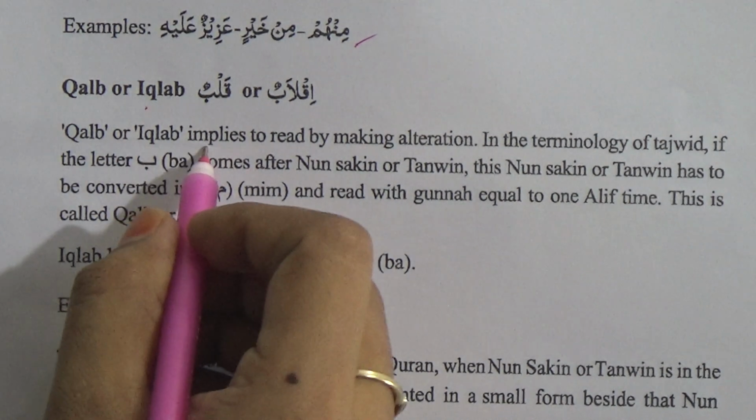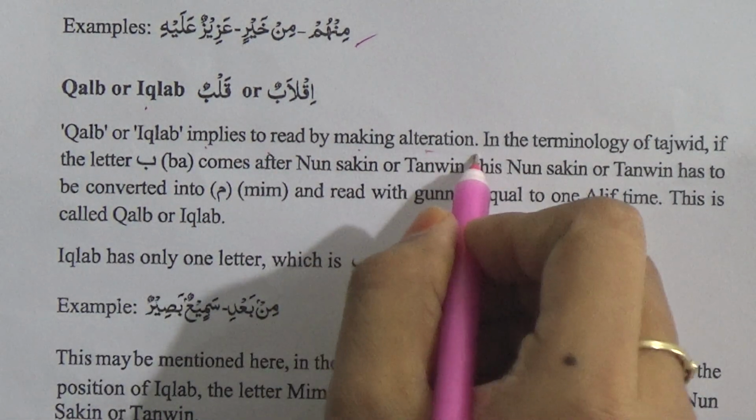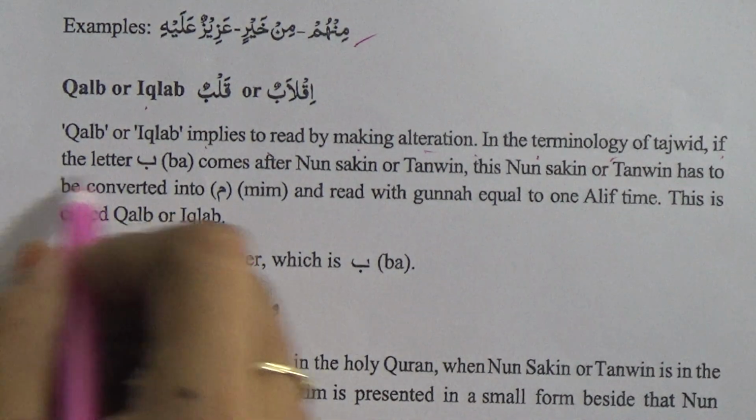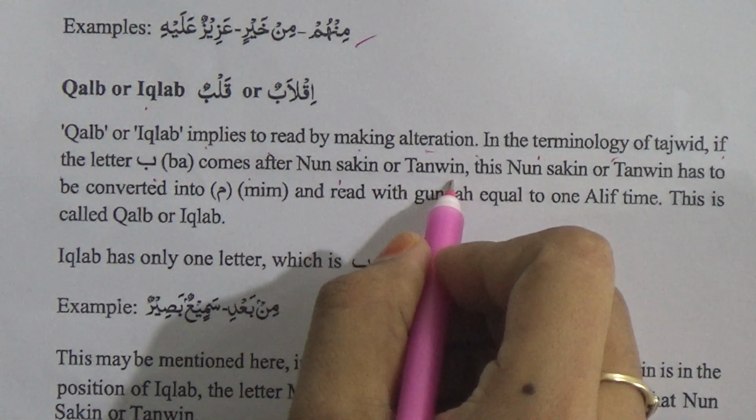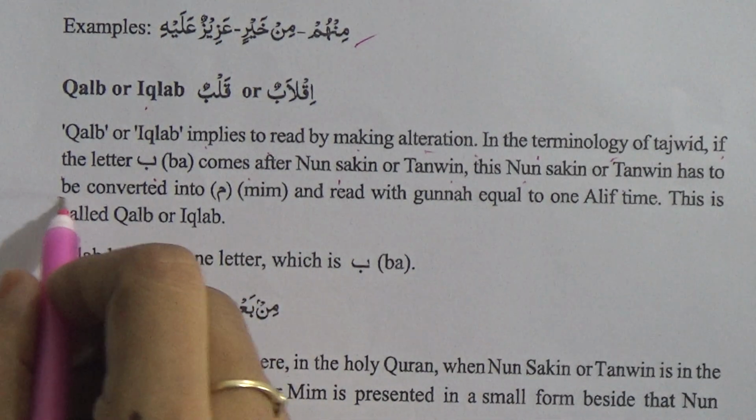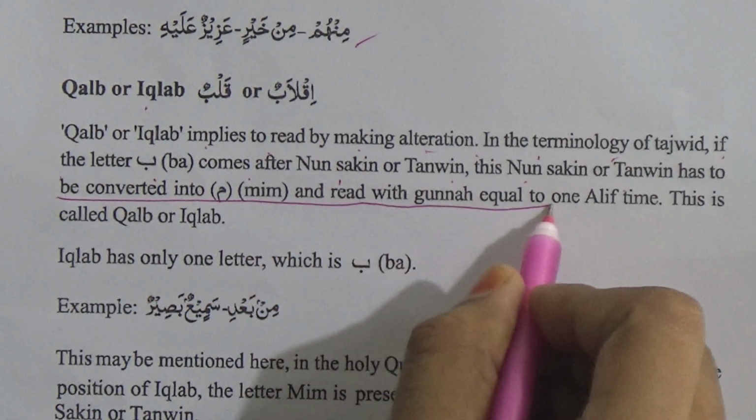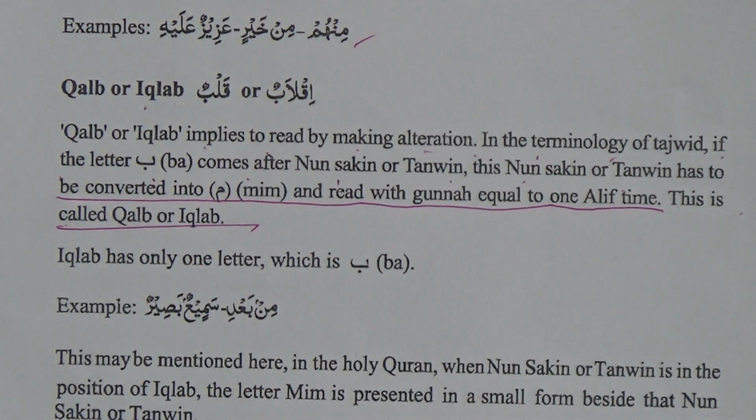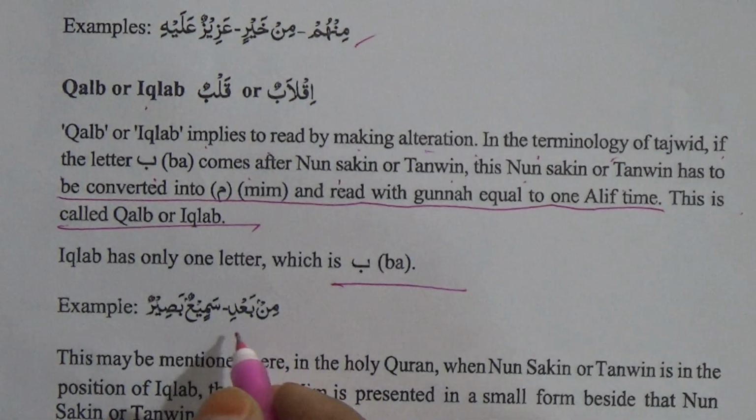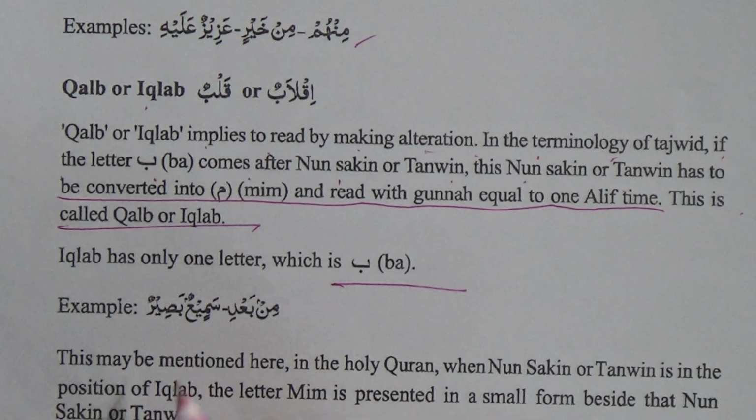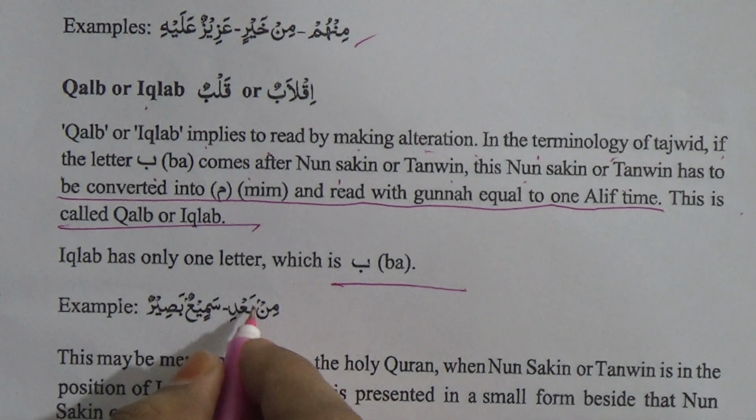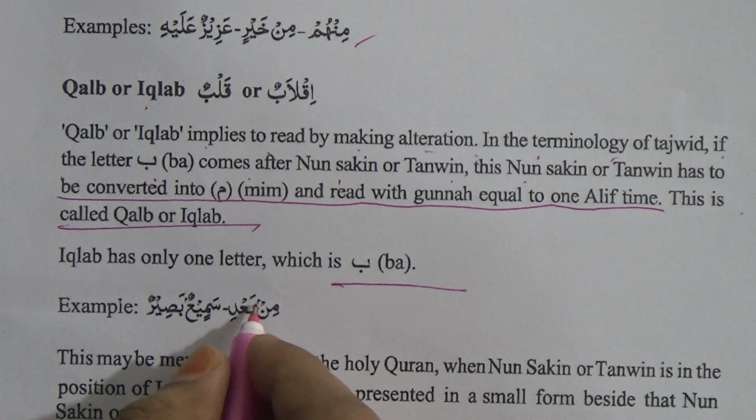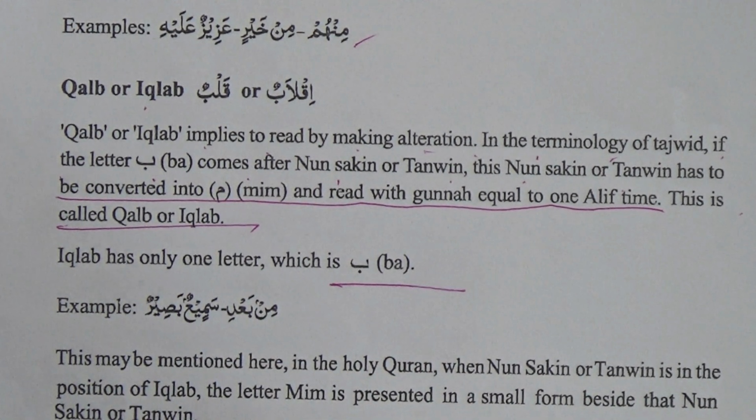Iklab implies to read by making alternation. In the terminology of tajweed, if the letter ba comes after nun sakin or tanwin, this nun sakin or tanwin has to be converted into mim and read with gunna equal to one alif time. This is called iklab or qalob. Okay, iklab has only one letter. How many letters? Only one letter. Examples: mim ba'di, sami'um basir. So you have to read it with mim. Okay, exchanging with mim, you have to pronounce it like this.